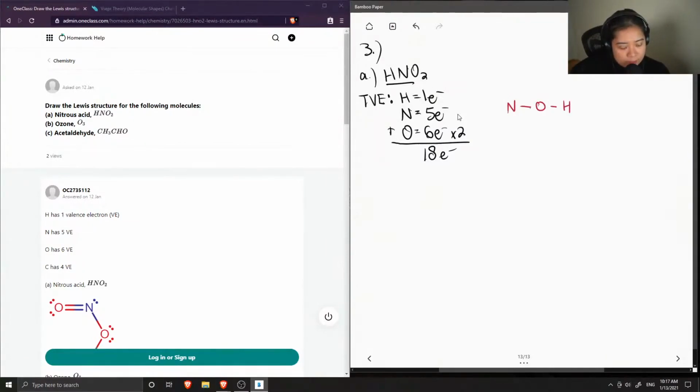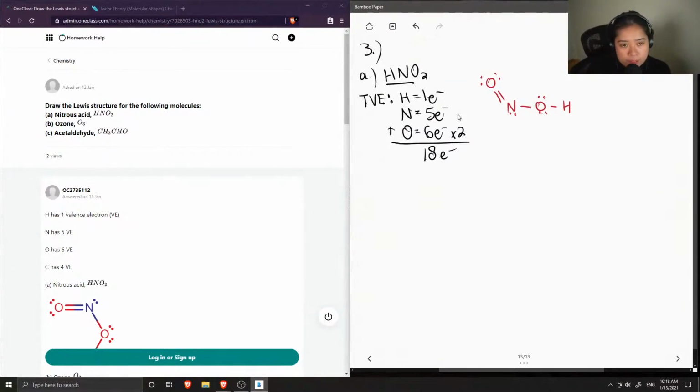So this nitrogen will be bonded with the 2 oxygens, and then one of the oxygens will be bonded with the hydrogen that forms our alcohol group. And this oxygen will have a double bond. And now I'll just fill in all of the lone pairs. And then we can count out all the number of electrons to make sure that they equal 18.